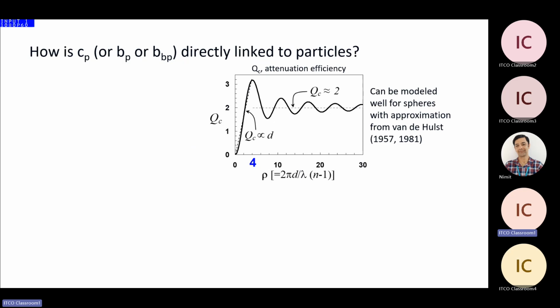Now, as you can see here, this is efficiency as a function of size, essentially. Rho is size, but normalized to the wavelength of light. You can see that the efficiency tends to oscillate and eventually reach an asymptote of 2. If 1 means 100% of the light impinging on a particle is scattered, and we're actually getting it to reach this asymptote of 2, do you guys have any idea why you get twice as much scattering as what's actually impinging on the particle?